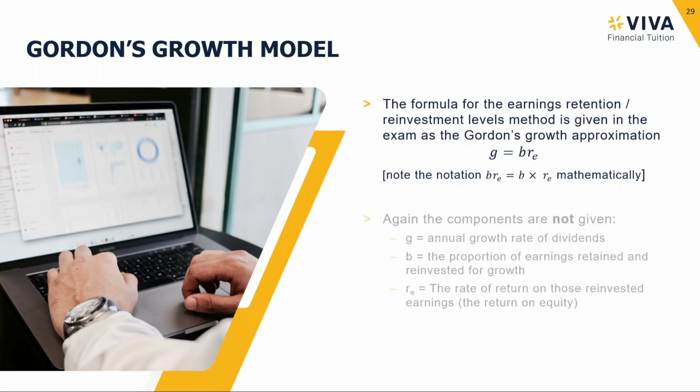As with, I think, all formulas then in the exam, in AFM, you will not be told what the different components mean. So g here then is the annual rate of growth in dividends. And what this formula then basically says is if you increase the proportion of earnings that you retain and you reinvest for growth, well, as long as you're achieving a high return on those reinvested earnings, then you should hopefully see your dividends then grow.